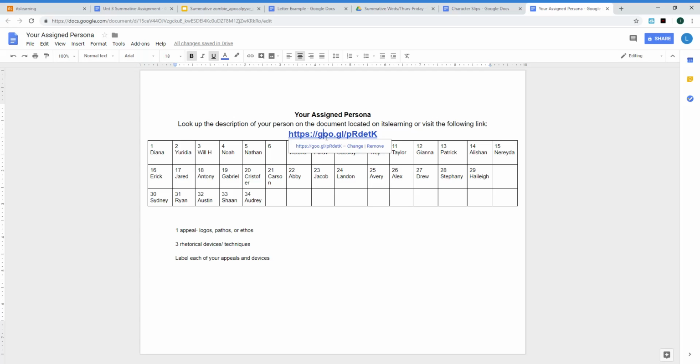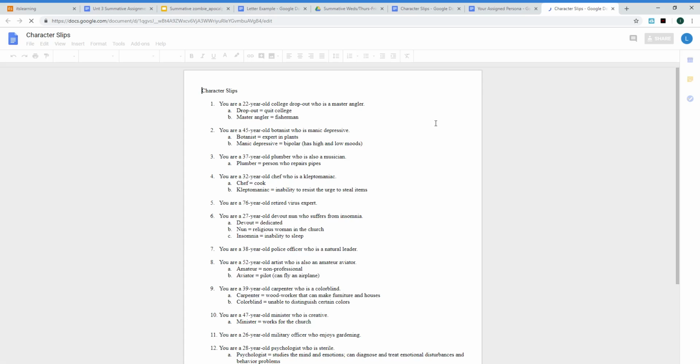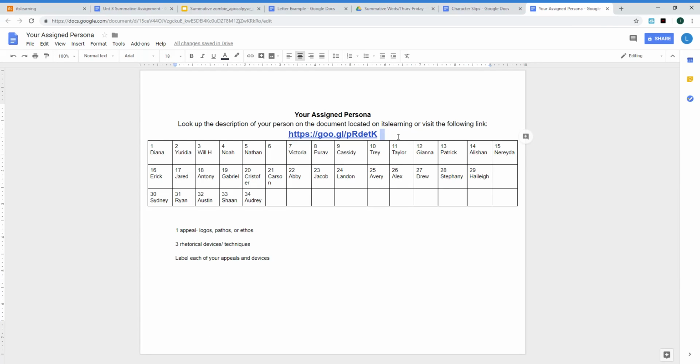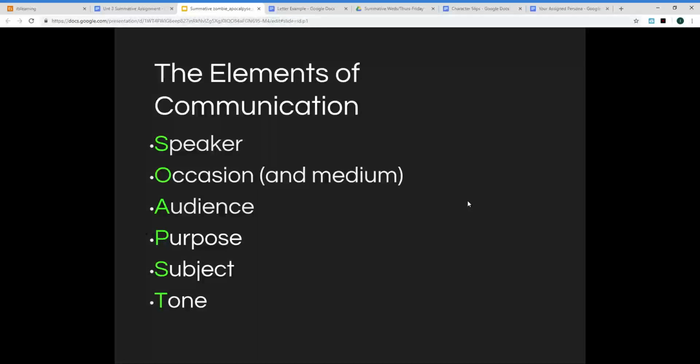What I've put here is actually just a link. It links to that character slip. So if you want to just type that into your phone instead of going to It's Learning, you can just click on that simply as well, or type it in. Either way. Please consider your SOAPSTone when you're writing this, as well as the rhetorical devices and techniques that you can incorporate. I'm just going to briefly put them on the screen here. You should already have it in your notes, but I'll put it up so you can pause it or have it open if you want.